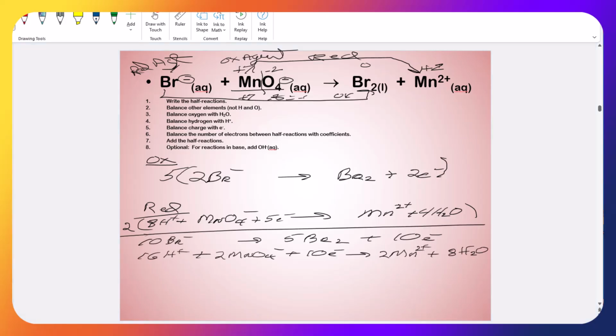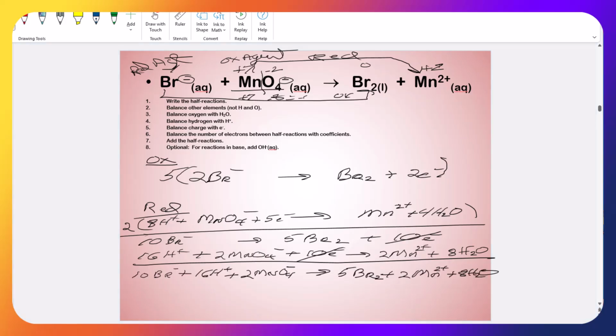Okay, so I've gone ahead and I've multiplied the oxidation half by 5, the reduction half by 2, to get the number of electrons lost and gained to be the same. So I have 10 electrons lost in the oxidation half. Now that they're the same, I can go ahead and cancel those. It doesn't look like there's anything else I can cancel, so I'm just going to add up the two half reactions. All right, I have added up the two half reactions.